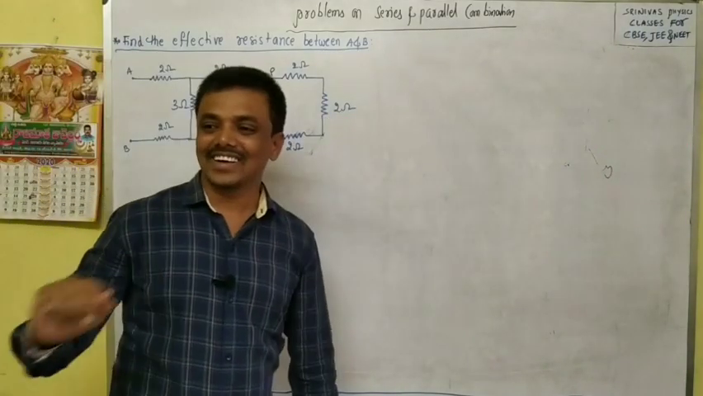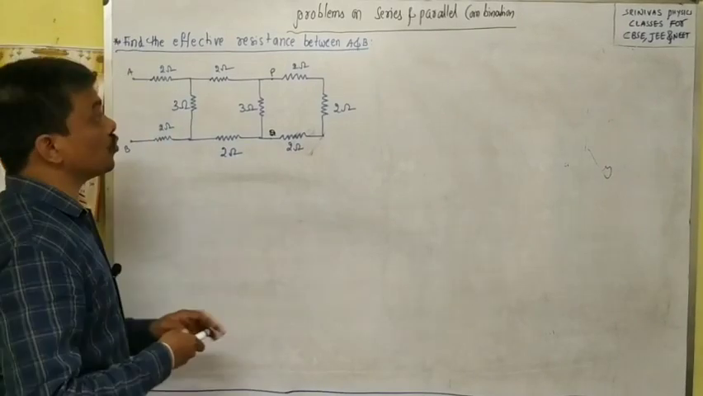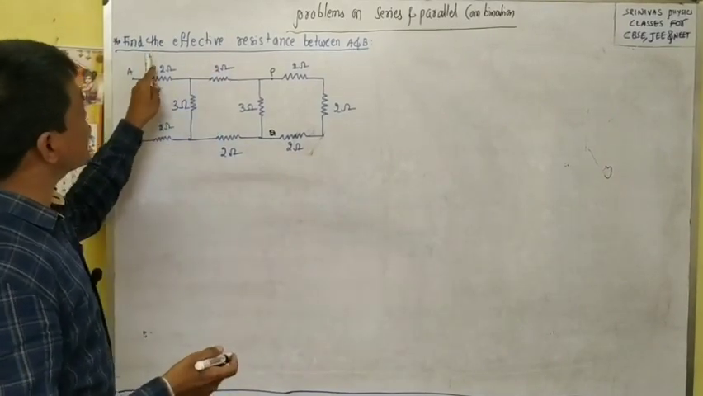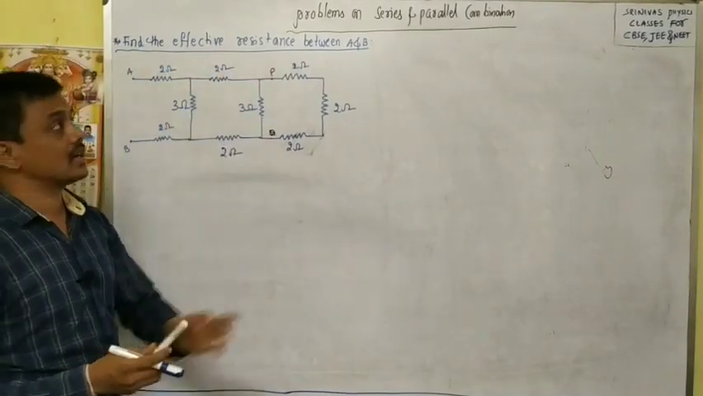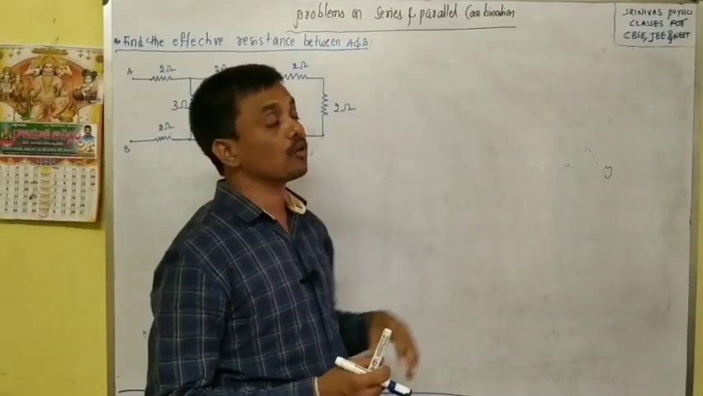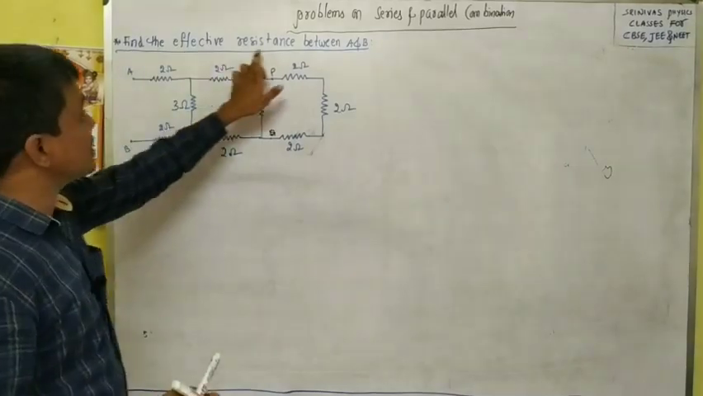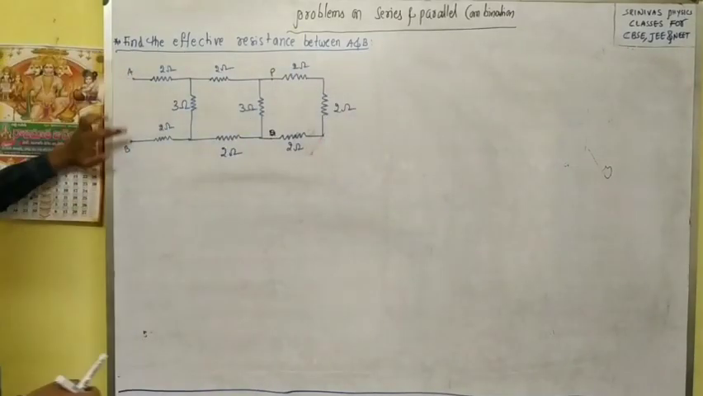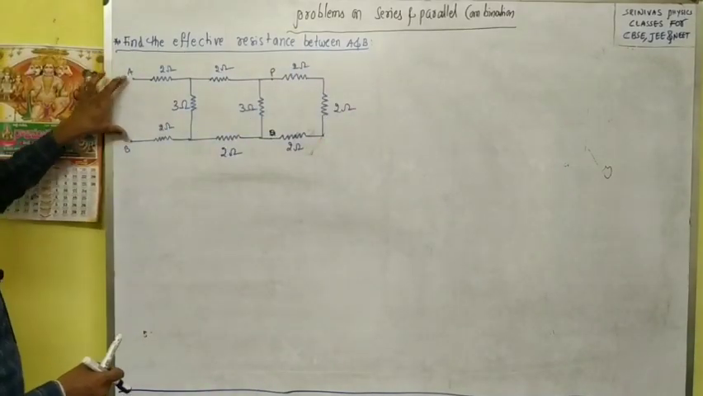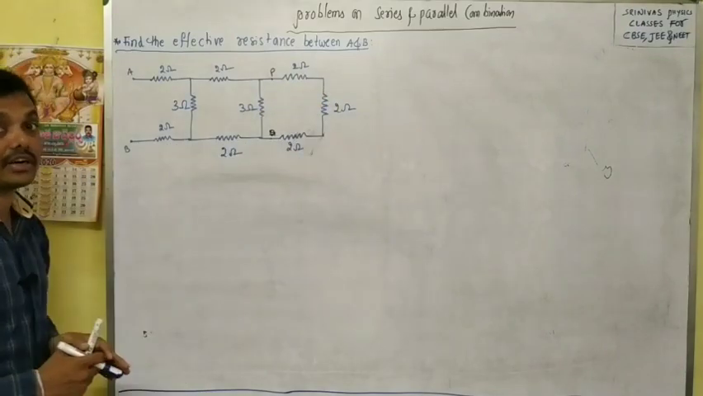Hi to all. Today's topic: how to find the effective resistance in series and parallel combinations. The problems on series and parallel combination. First, let us discuss one problem. Find the effective resistance between A and B. This is point A, this is point B. Between these two points, I want to find the total effective resistance.